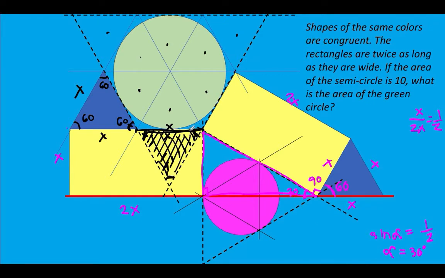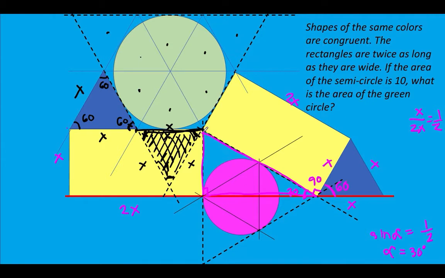Now since the triangle's equiangular and this distance here is x, then this side here must also be x, then this side here must also be x. So we have equilateral triangle again that is congruent to the original blue triangle. So that means we can show that all these triangles are congruent. Now let's take a look at the triangles formed by this pink circle.